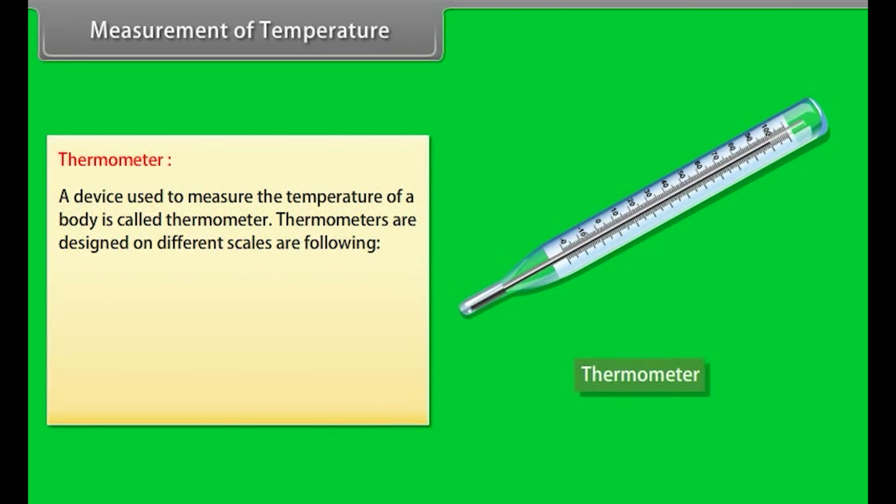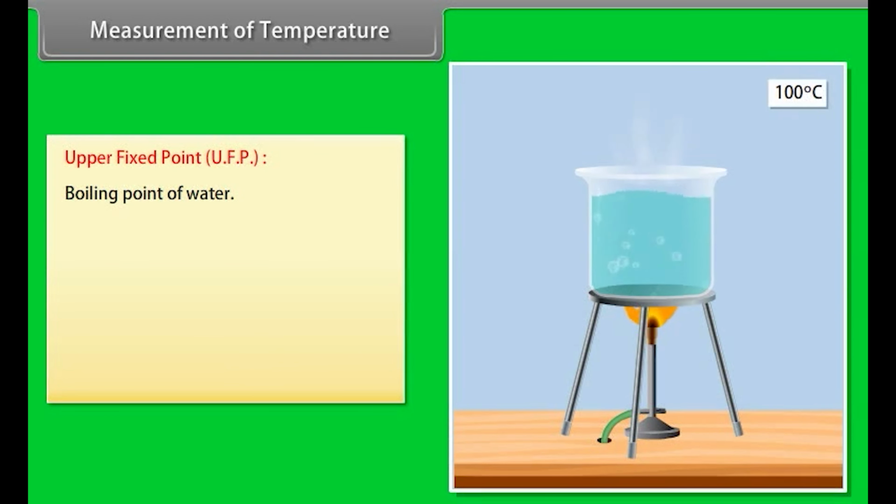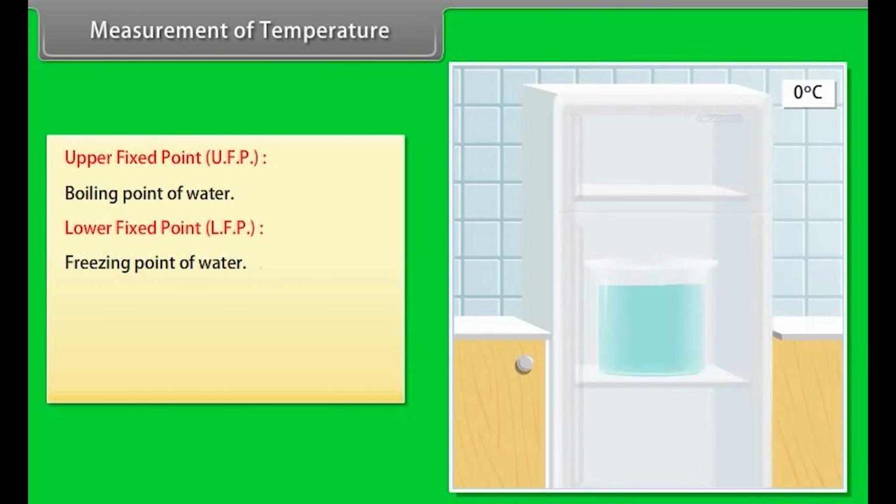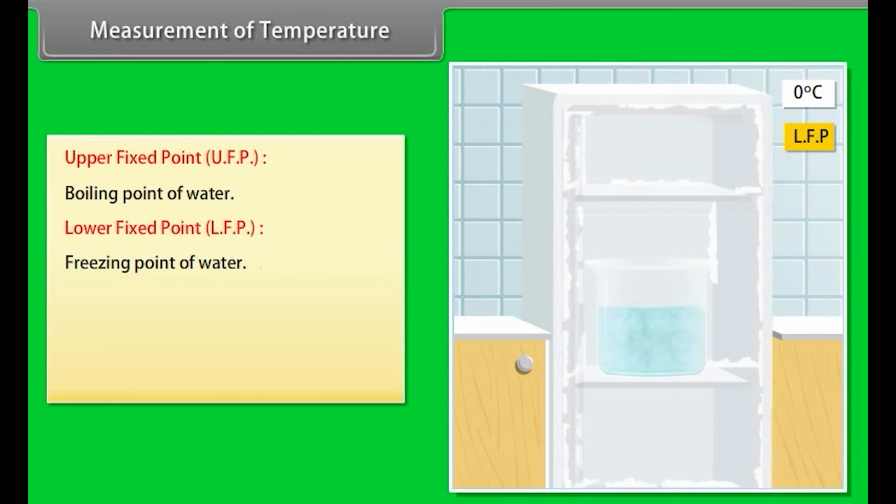Measurement of temperature. A device used to measure the temperature of a body is called thermometer. Thermometers are designed on different scales, which are the following: Celsius scale, Fahrenheit scale, Kelvin scale, and Reamur scale. Boiling point of water is known as upper fixed point. Freezing point of water is known as lower fixed point.